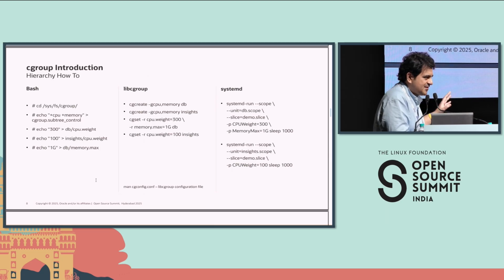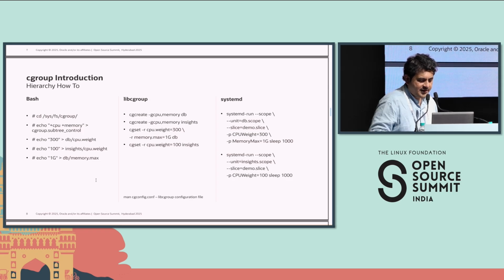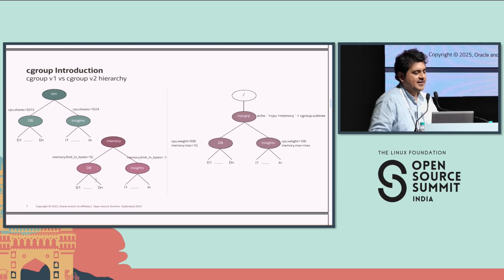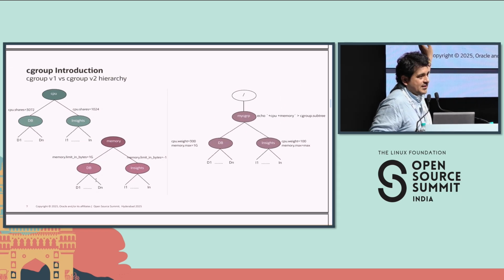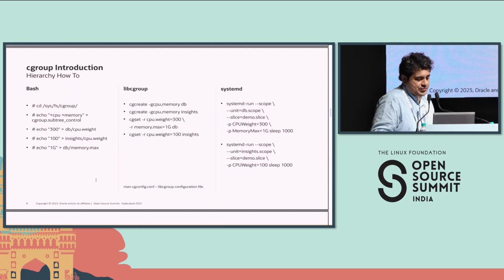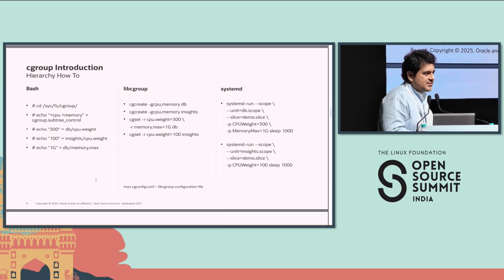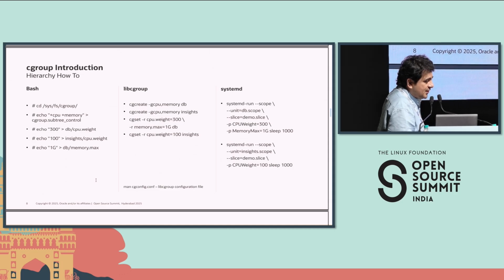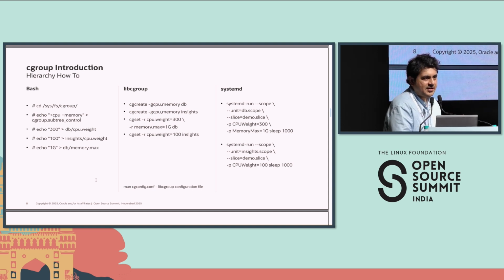So this is a simple way. What I've done is laid out, side by side, if you're using bash commands, how would you create it? What we're trying to create is the previous hierarchy, towards the left side. So what are the commands you use? If you're going to use bash, these are the commands. If you're going to use libcgroup, those are the tools you will use to create it. And if you're going to do it with systemd, that is one way to achieve it in systemd as such.